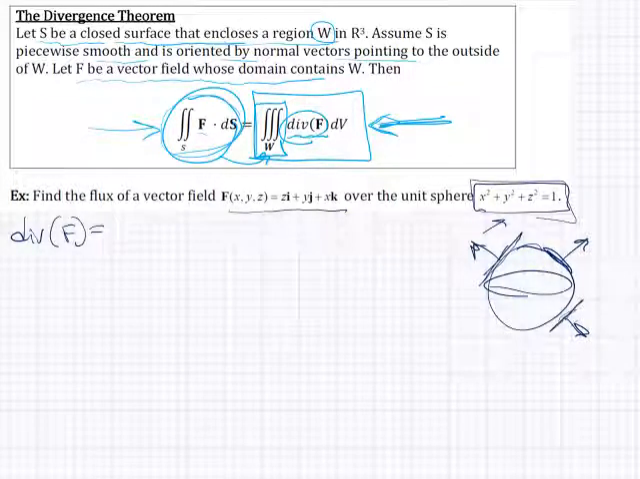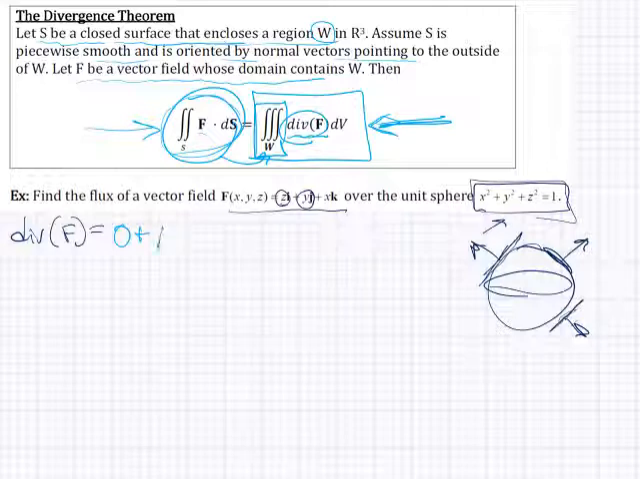So the partial derivative of z with respect to x would be 1, plus the partial derivative of y with respect to y. Oh, made a mistake already. The derivative of z with respect to x would be 0, plus y with respect to y would be 1, plus x with respect to z would be 0, so the divergence here would just be 1.